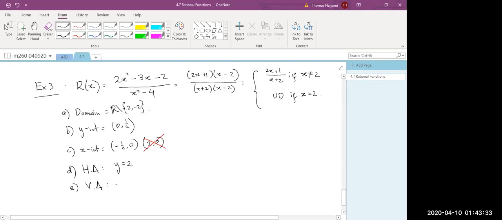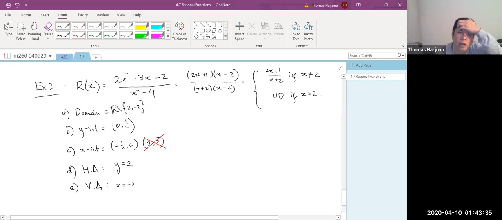Only at -2. X equals -2. Now because we have some canceling there, I can ask that question actually: find the coordinate of the hole. Then you will put 2 into R star. Basically, you put 2 into the simplified version.